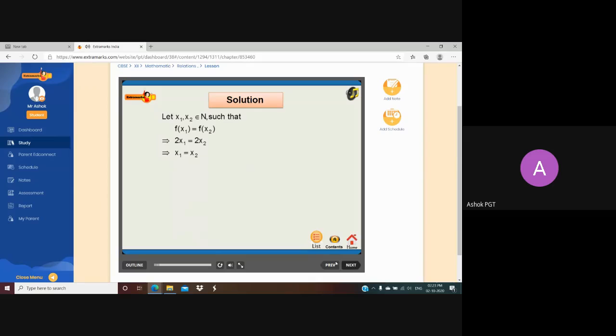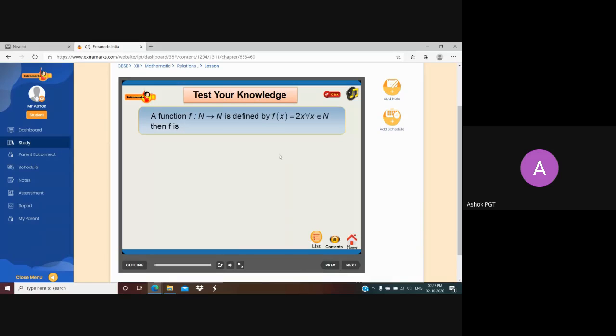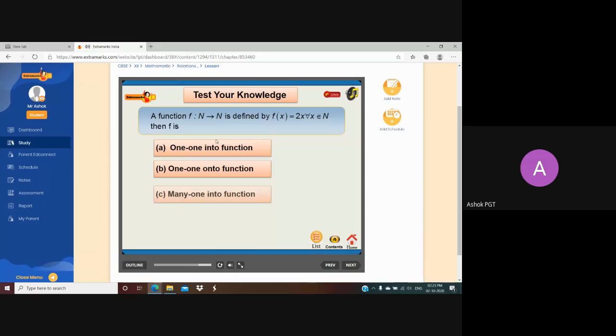In solving the given problem, let us consider, students. Let us now consider the function f from N to N, defined by f(x) = 2x for all x belonging to N. Then the function is one-one into function, one-one onto function, many-one into function, or many-one onto function.